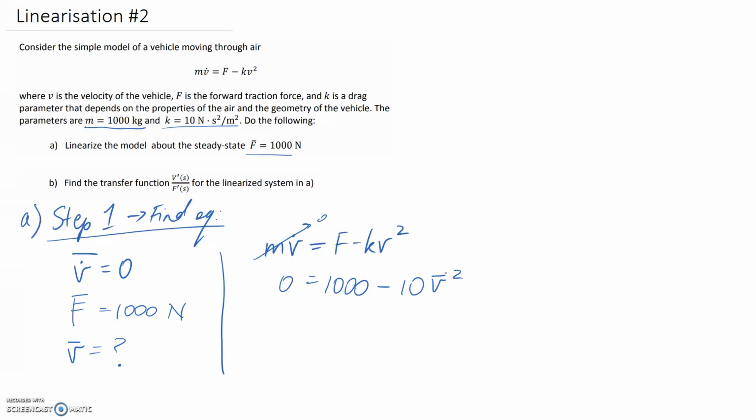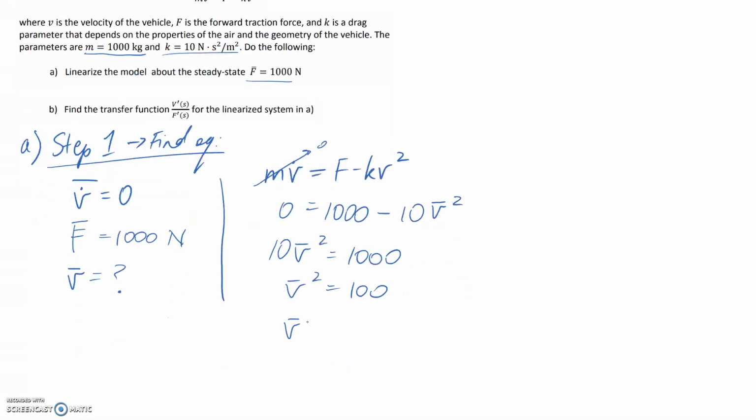So rearranging this equation, I might shift this to the other side, and we get 10 V bar squared equals 1,000. If we divide by 10, we're going to end up with 100. So V bar is going to be the square root of 100, which is the same as 10, and it's a velocity, so it's going to be in meters per second. So that's our equilibrium value for this variable. So let me pop it here.